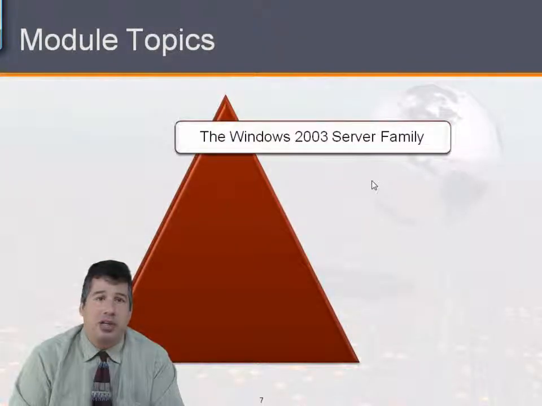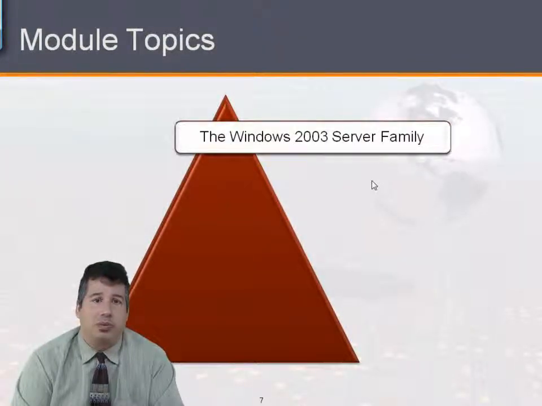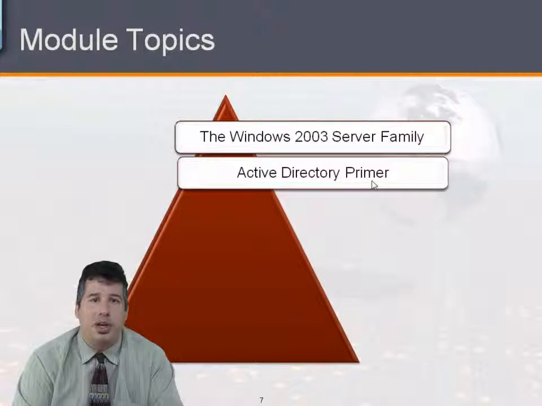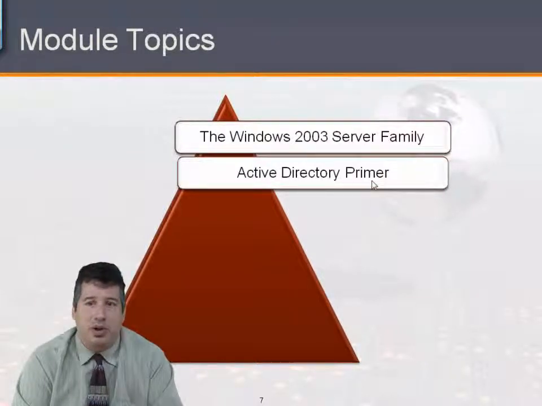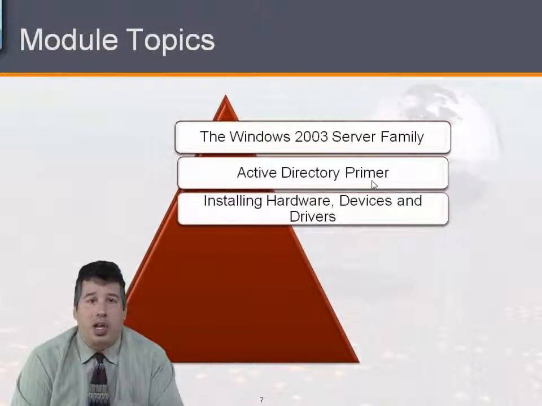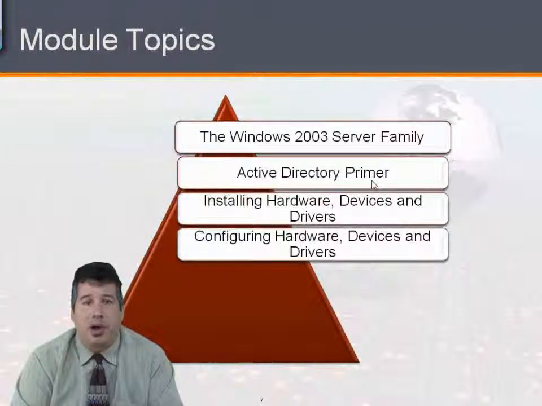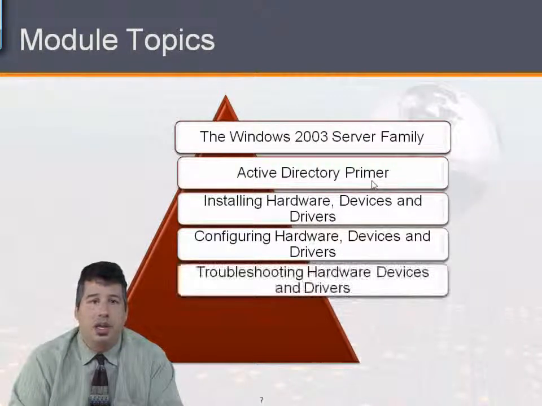So looking at the module topics, we'll be looking at the Windows Server 2003 server family. Active Directory primer, talking about the different parts of Active Directory: a forest, a tree, a leaf. No leaves, that's a no-go. Installing hardware, devices, and drivers. We'll also be looking at configuring hardware devices and drivers, and troubleshooting hardware devices and drivers.